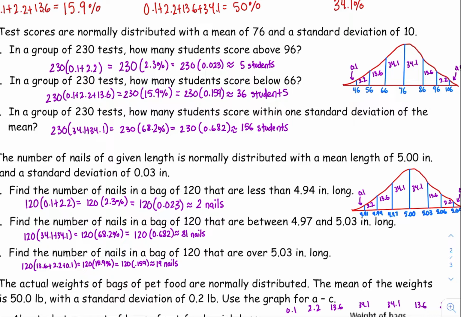Next one, bag of 120 that are between 4.97 and 5.03. So between 4.97 and 5.03, that's this percentage right there, which is 68.2. So multiply the total by 68.2%, change the percentage to a decimal, multiply those together, and you're going to get around 81 nails. Again, round down, because if it's 81.3, you can't have 0.3 of a nail. If it's 81.9, you can't have 0.9 of a nail. So 81.